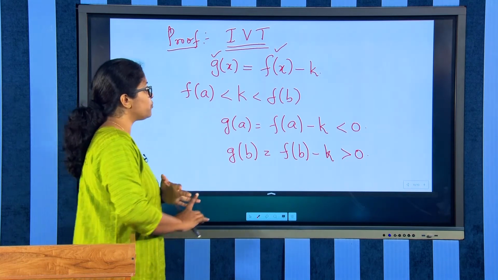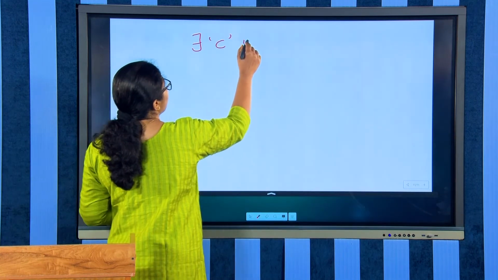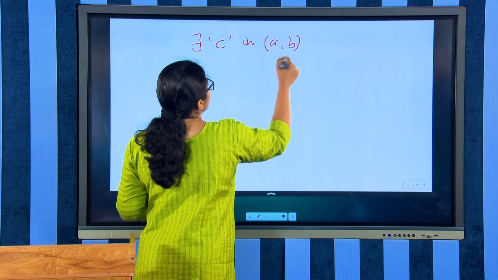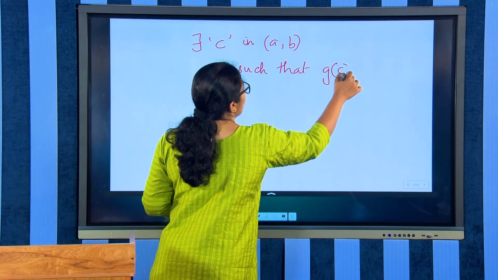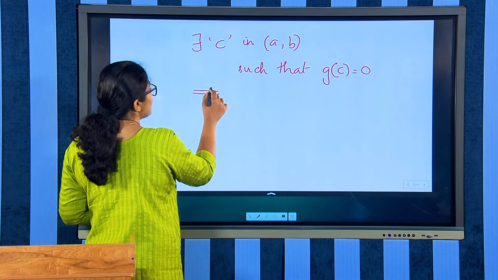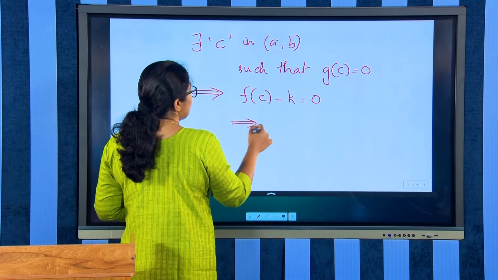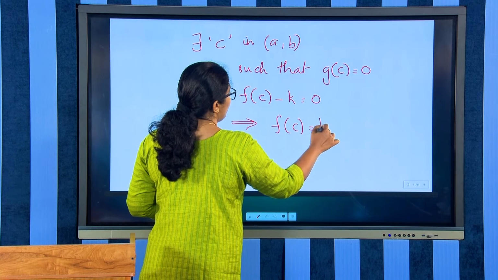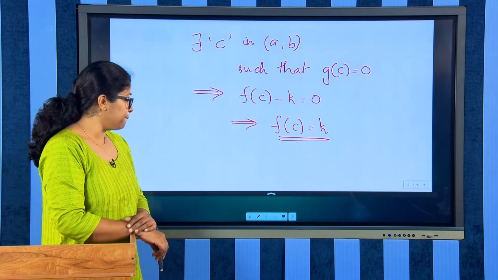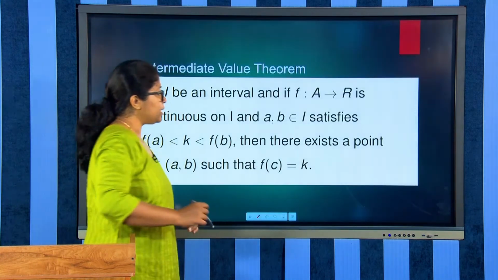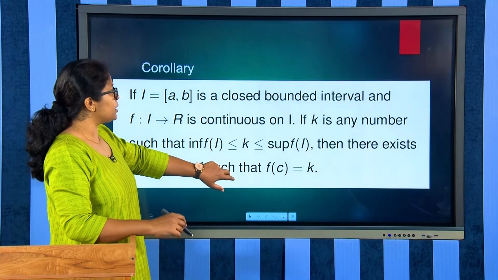So by the location of roots theorem, there definitely exists some point c between a and b such that g of c is equal to 0, which shows that f of c minus k is equal to 0, which indicates that f of c is equal to k, which was expected to be proved in the intermediate value theorem. So that completes the intermediate value theorem as well.